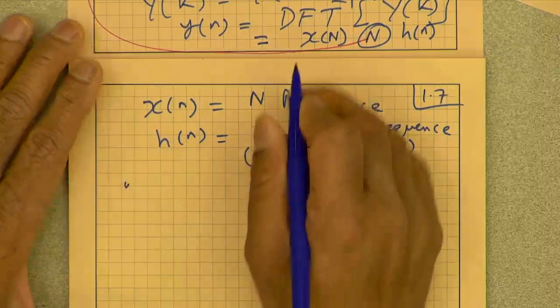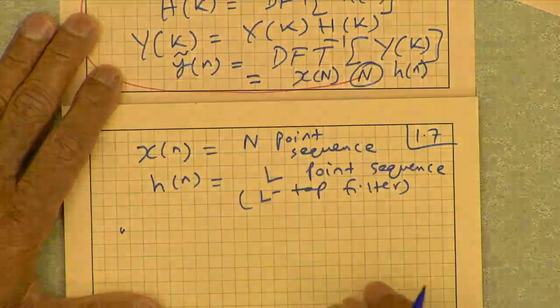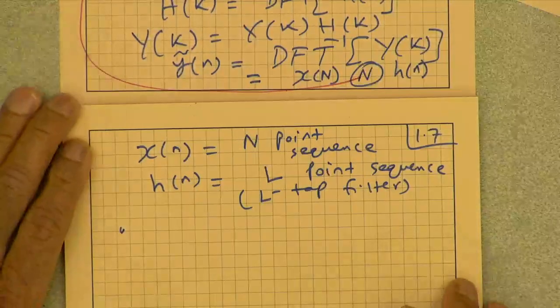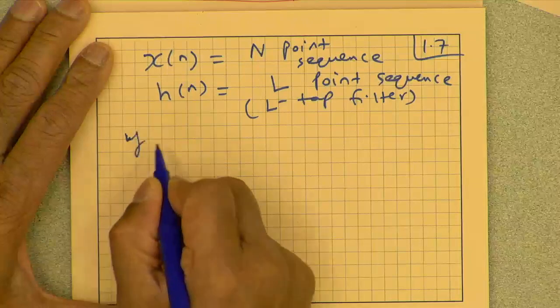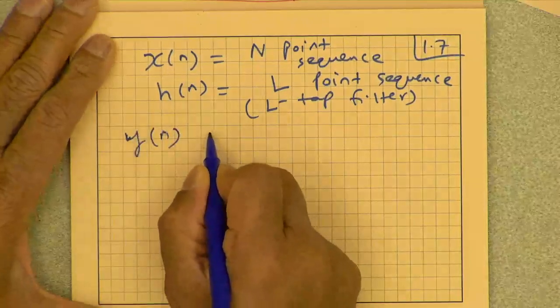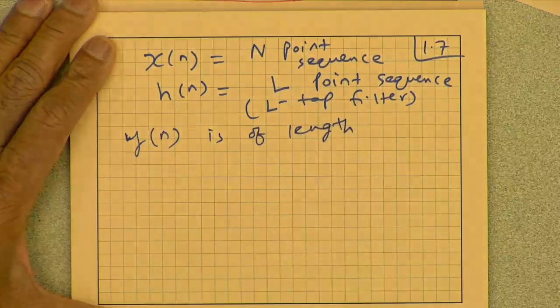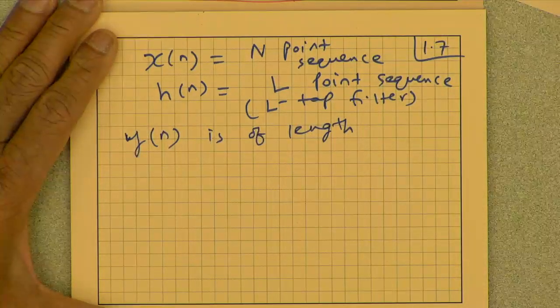I could say this is y tilde n to differentiate from the linear convolution. So yn is of length what? Any volunteers? What's the length of, yeah? N plus L minus 1. Yeah, good. It's N plus L minus 1 points.